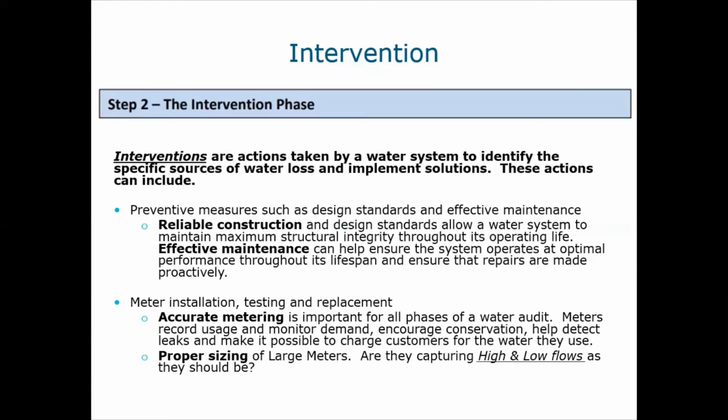Are they capturing high and low flows as they should be? This is something you need to look at, especially on the commercial side. If you have a warehouse that was used as, for example, a manufacturing facility, there's 100+ employees there working, using water all day long, all night long. They moved out. Now it's a smaller business that's not using as much water. You may need to look at that meter and make sure you're picking up some of the lower flows as well. So proper sizing, it's very important.